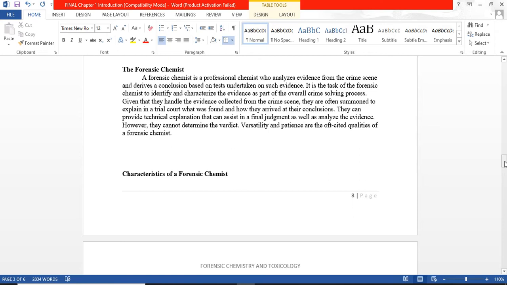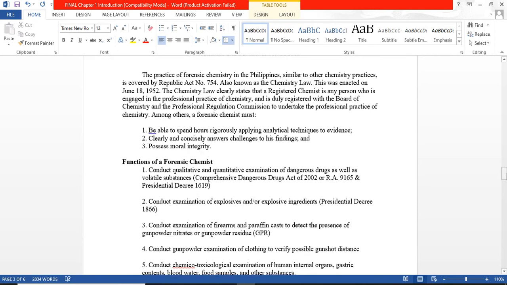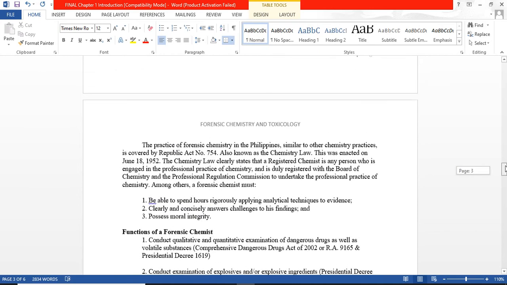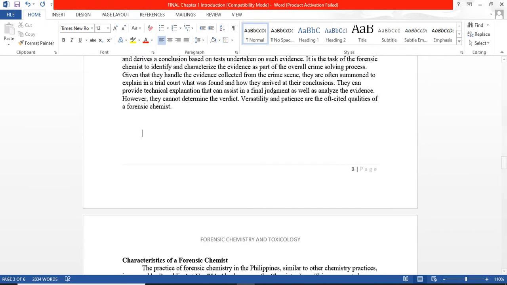They can provide technical explanations that assist the final judgment and will analyze the evidence. However, they cannot determine the verdict. Ang judge lang gihapon. Okay, so versatility and patience are oft-cited qualities of the forensic chemist. Your characteristics of a forensic chemist. Okay, ano na yung mga characteristic?